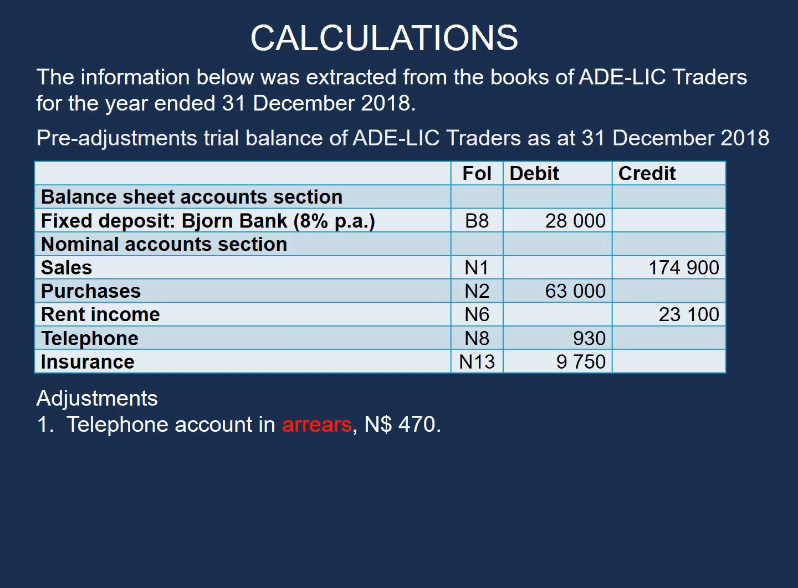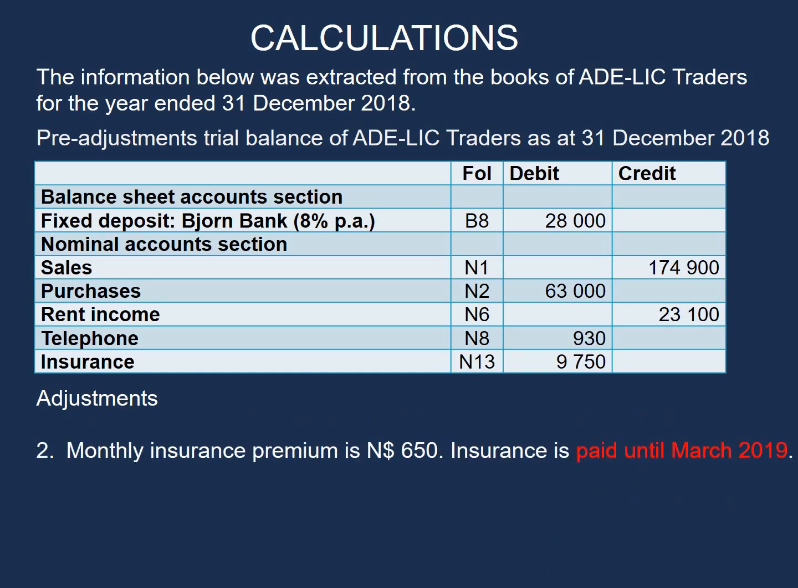On our first adjustment, it reads telephone account in arrears $470. So in this adjustment, the amount is already given, so we don't need to do any further calculations. Let's move on to the next adjustment.